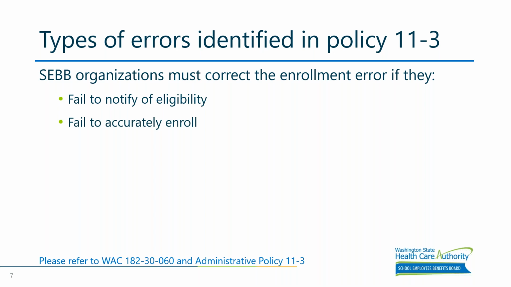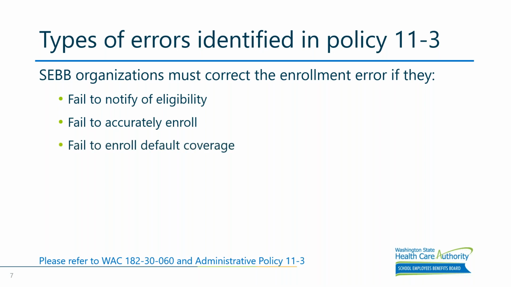Failure to accurately enroll an employee or their dependents. An example of this would be maybe the employer did not enter the enrollment correctly. The employee dropped off the form and maybe they entered the wrong plan. They didn't enroll the dependents, or they enrolled their spouse in medical when the employee did not want their spouse to be enrolled in medical. Something like that would fall under this error.